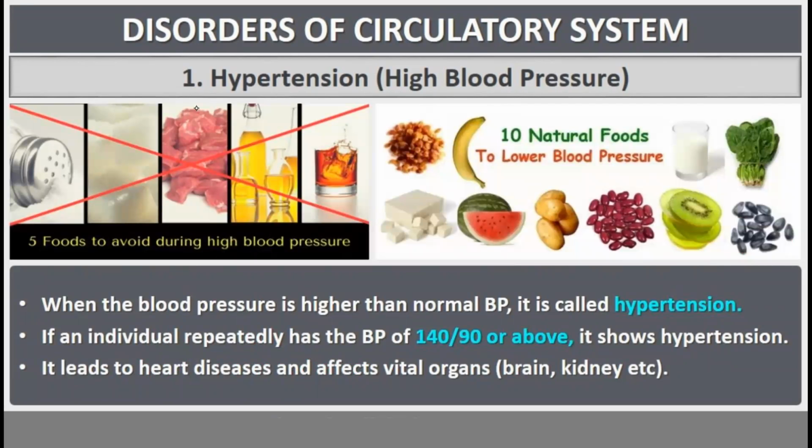When the blood pressure is higher than normal BP, one should avoid these kinds of food, as shown in the picture, like salt, meat, high cholesterol food, and alcohol. Whereas there are certain foods that can help to lower the blood pressure, like paneer, pineapple, kiwi, spinach, etc.